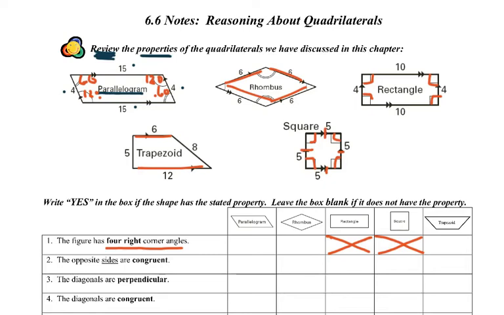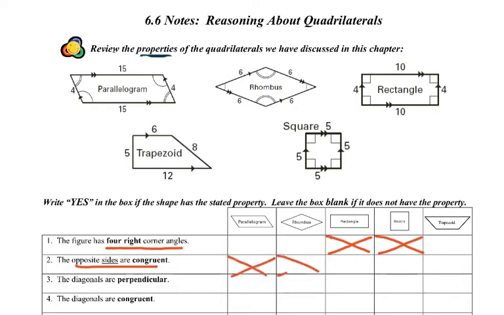Which shapes have opposite sides congruent? Again, you can look back up here at the pictures. I'll erase my marks here and see which shapes have opposite sides congruent. What do you think? What about a parallelogram? Yep. What about a rhombus? Yep. Rectangle, yup. Square, yup. And in fact, anytime you put an X in parallelogram, you're automatically going to put an X in rhombus, rectangle, and square because those are parallelograms.